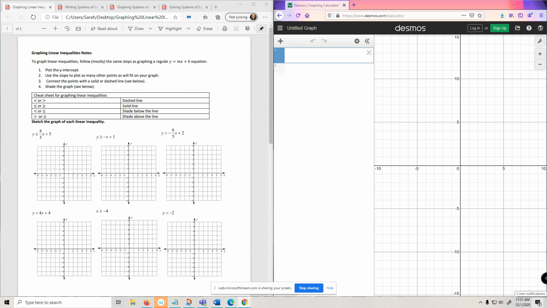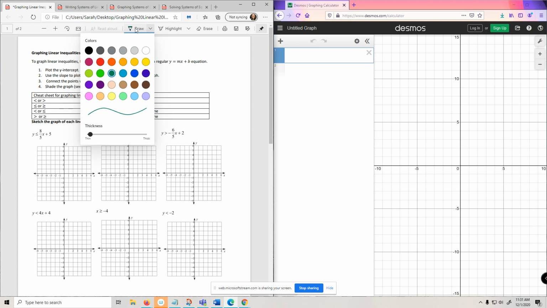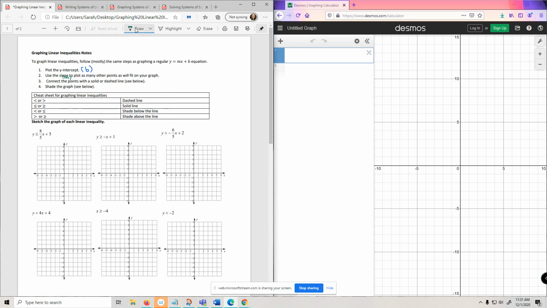Hello, today we're going to look at graphing linear inequalities. This is really similar to graphing a linear equation. The difference between an equation and an inequality, just like when we were solving inequalities, is that instead of having an equal sign, we have some sort of inequality sign. So from a graphing standpoint, we are going to graph them very much like when we graphed y equals mx plus b equations. We plot the y-intercept, which is b. We use the slope, which is m, to plot as many other points as will fit on our graph.